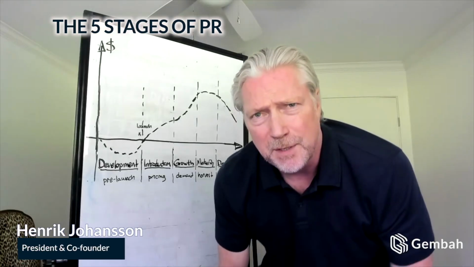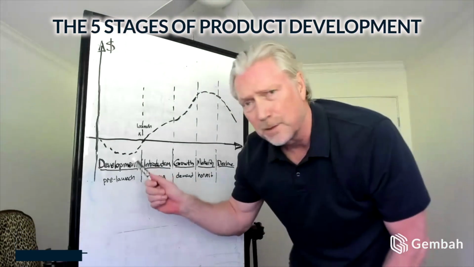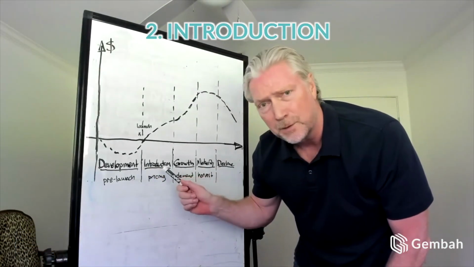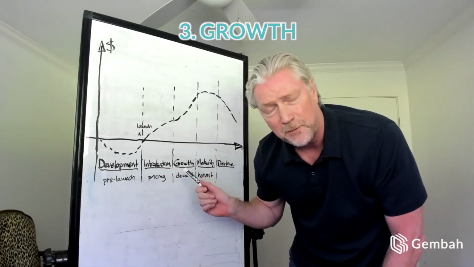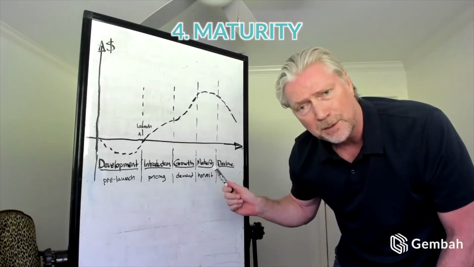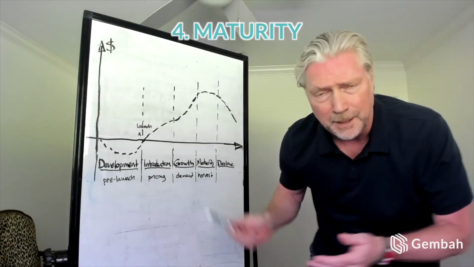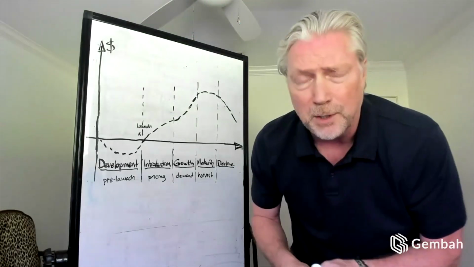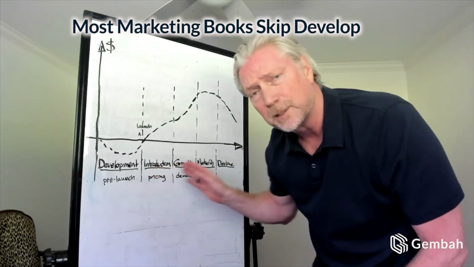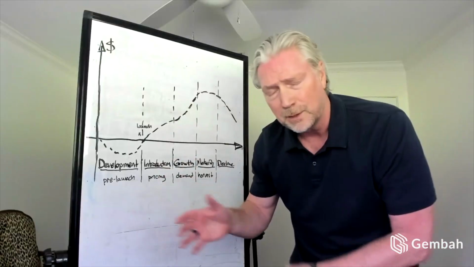So what are the 5 stages of product development? It starts with development, then introduction to the market. You go through the growth phase if you do things right. You reach maturity, and then eventually, inevitably, there's a decline. You read a lot of marketing books. They may only talk about the 4 phases because they assume that the product's already done.